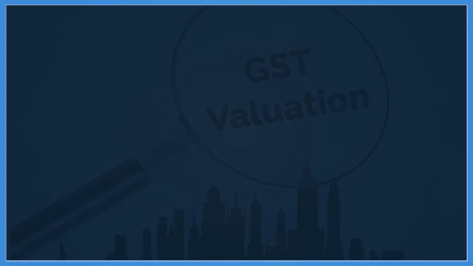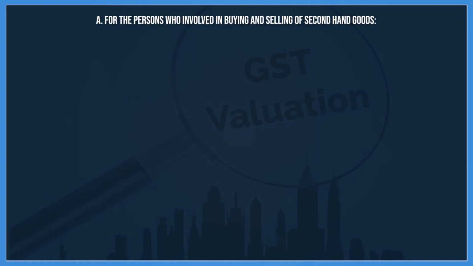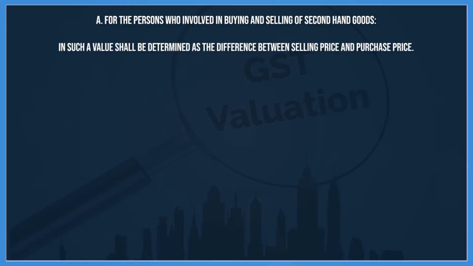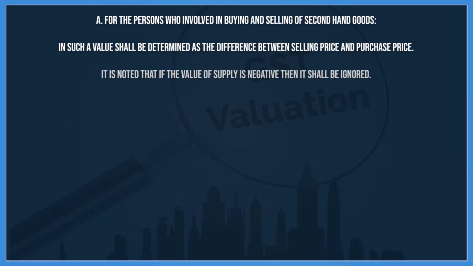Let us focus on valuation in respect of other supply. Under this category, valuation is done in two different situations. The first situation is for the persons who are involved in buying and selling of second hand goods. In such a case, value shall be determined as the difference between selling price and purchase price. It is noted that if the value of supply is negative, then it shall be ignored.